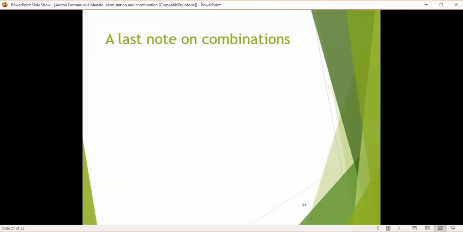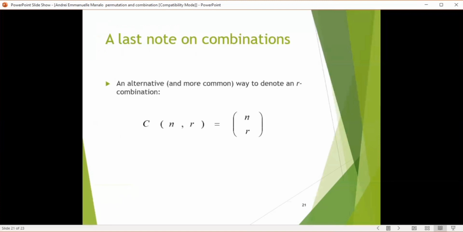A last note on combinations. An alternative and more common way to denote an r-combination is with the binomial coefficient notation, n choose r.